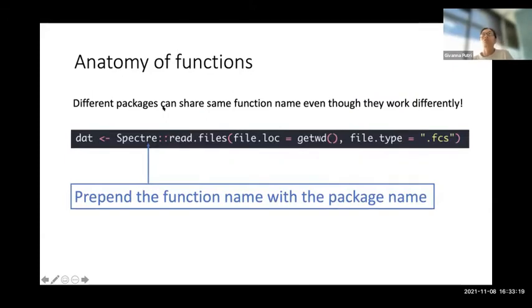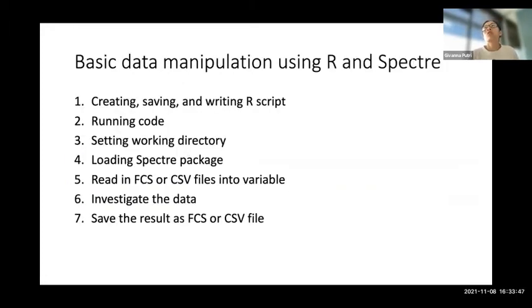This is something worth noting: you can't expect individual packages to not share the same function name. For instance, we have a function called read.files in Spectre. Maybe in another package there is also one called read.files. When you want to tell R which package to get the function from, you can prepend the actual package name beforehand.